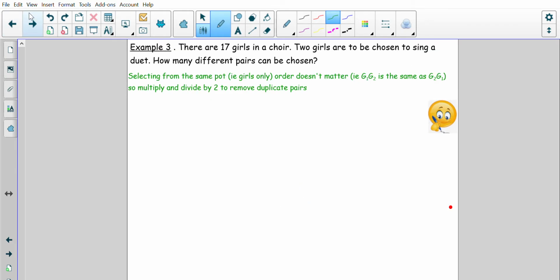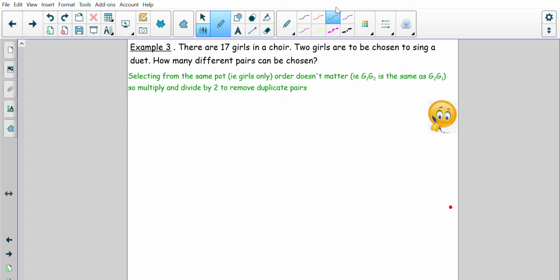Okay, so looking at example 3, this time we've got 17 girls in a choir and we're going to choose 2 to sing in a duet. And how many different pairs can be chosen? So here we're selecting from the same pot, just like when we chose the 2 boys earlier on. So we're going to multiply and we're going to need to divide to remove the duplicate pairs.